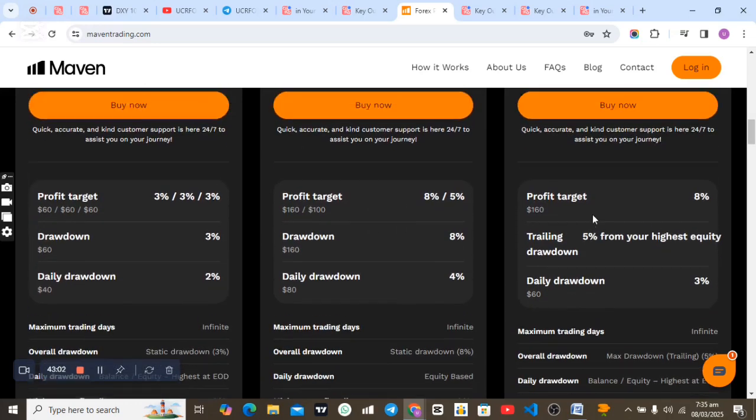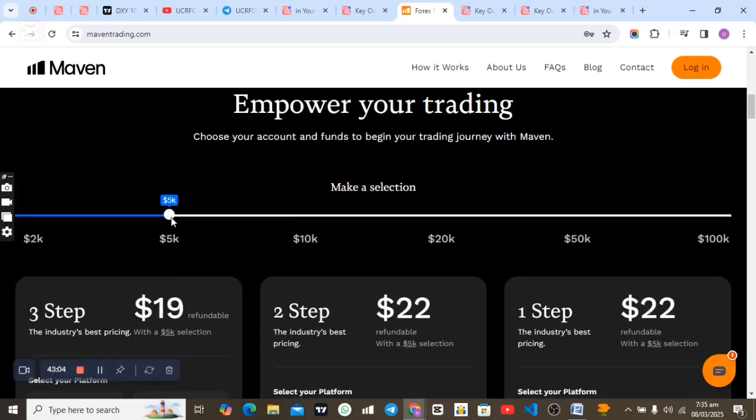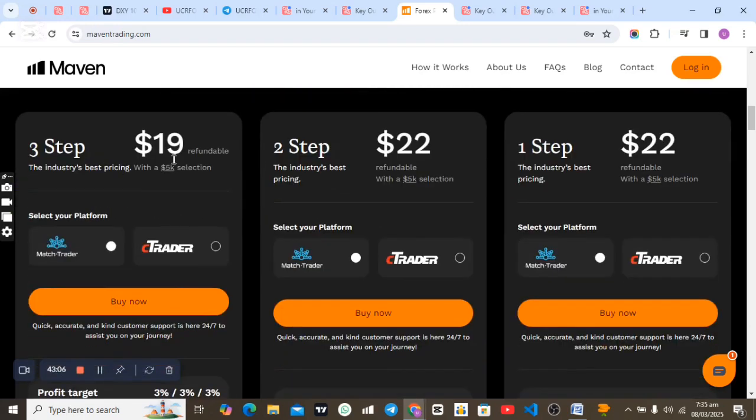When we go to 5K as well, some other prop firms you're going to see their 5K is like 38 USD. Some other firm, 38 USD. Someone said you will see 50 USD as their 5K.